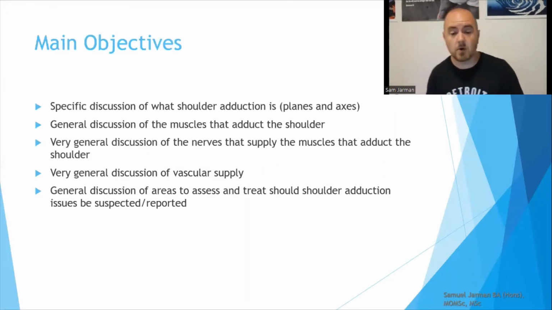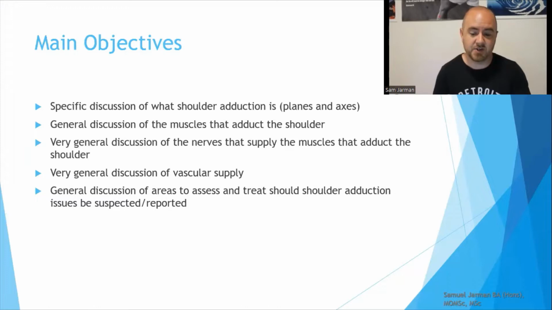So our main objectives: a specific discussion of what shoulder adduction is, so the planes and axes, general discussion of the muscles that adduct the shoulder, general discussion of the nerves that supply those muscles, general discussion of the vascular supply. That just ends up getting collapsed down into the neurovascular bundle in the case of the shoulder region because of how tight everything is. And it's a broad area, but in a small area at the same time. So there's large considerations as far as cognition is concerned, but it's not necessarily in a large spread out place. General discussion of the areas to assess and treat should shoulder adduction issues be suspected or reported. And then we obviously finish off with red flags and contraindications.